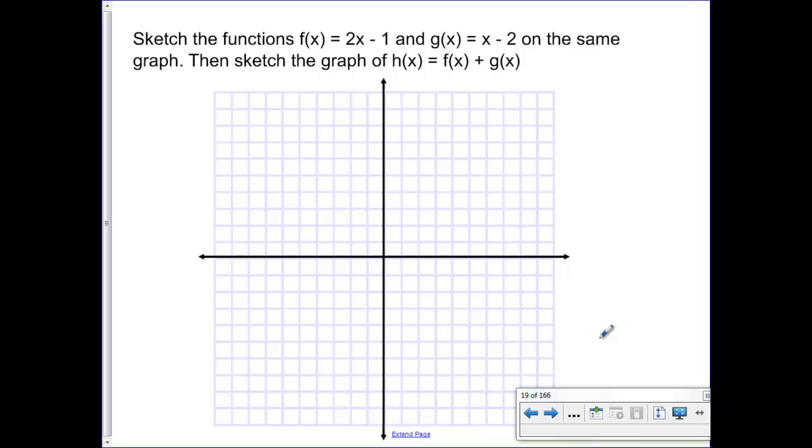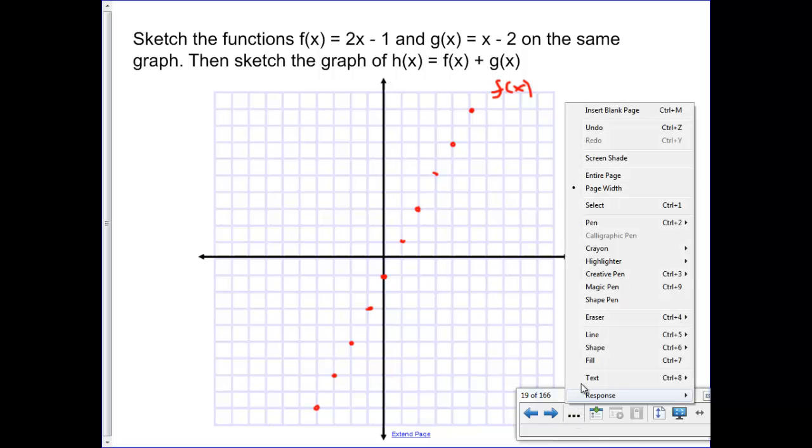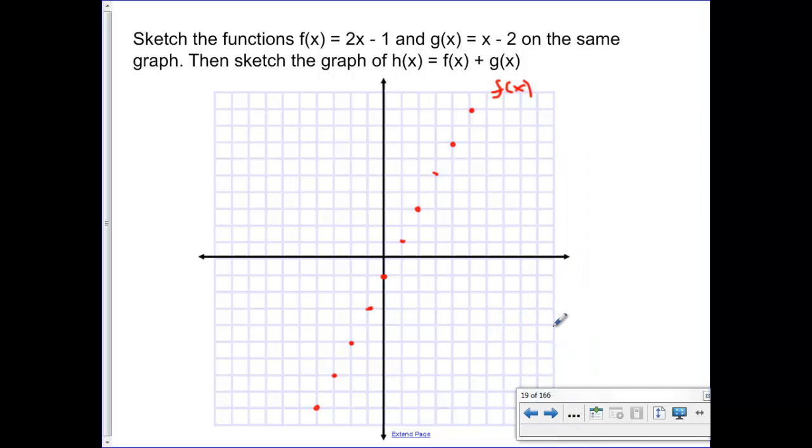So you guys remember how to do linear graphs? What is 2x minus 1 have for an intercept? 1. Okay, slope of 2. So here is the graph 2x minus 1. Okay, and so this one will be f of x. If you have different colors, this may work well. Everybody okay on the 2x minus 1 graph?